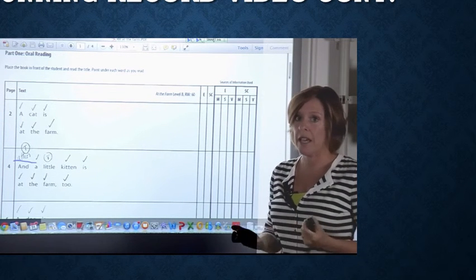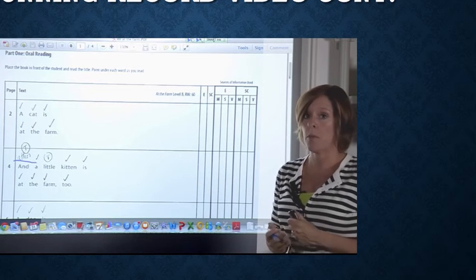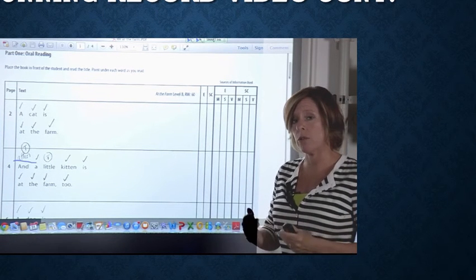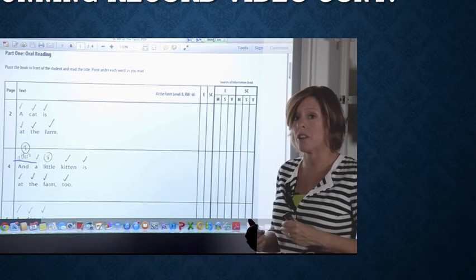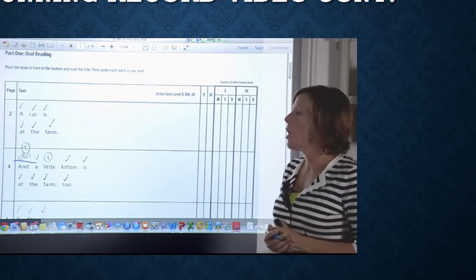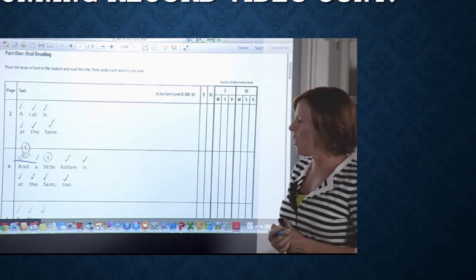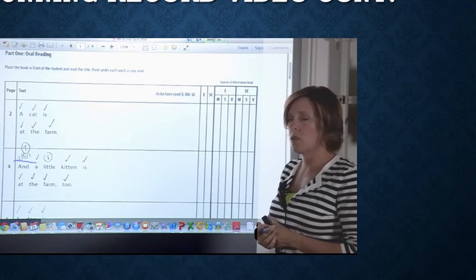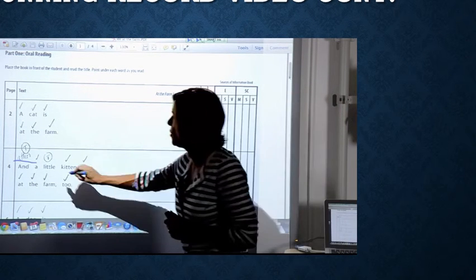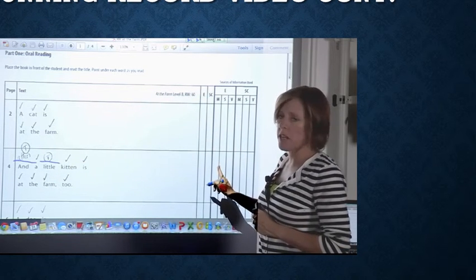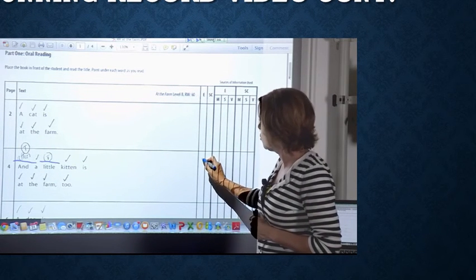When he got to little, he just said, I don't know that word. But then, working through, taking some sounds, he was able to look at each of the letters and phonemically sound it out. But he still struggled a little bit too much with that and looked for me to help. And so I also had to, at that point, tell him the word little as well. Now, when we come over to this side, we have two errors.